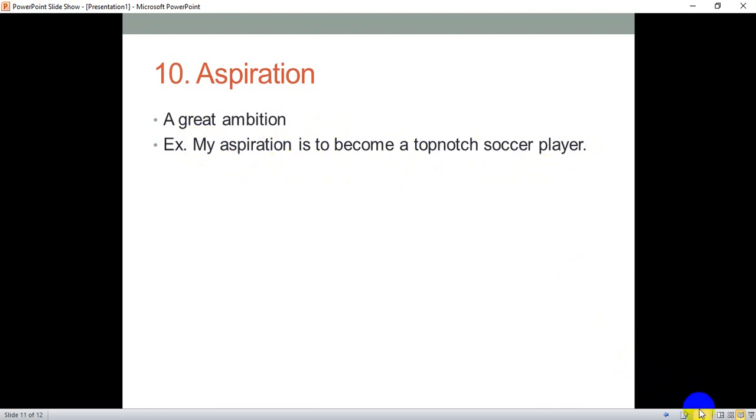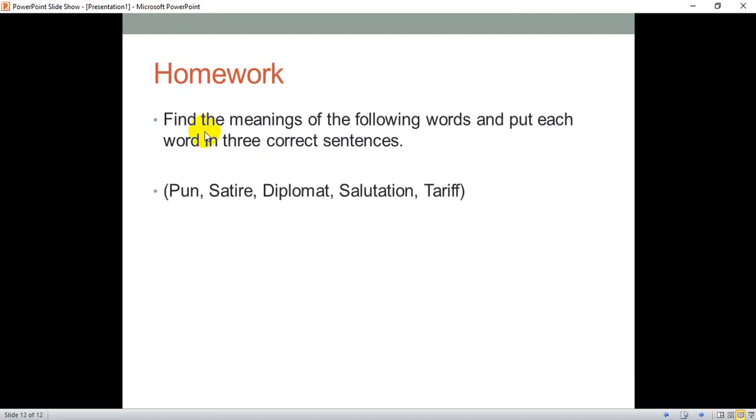Okay, let's go look at our homework and see which words we have this week. So, find the meanings of the following words and put each word in 3 correct sentences. We have the word pun, satire, diplomat, salutation, tariff. Okay, so find the meanings of pun, satire, diplomat, salutation, and tariff from the dictionary. Okay, and put each word in 3 correct sentences.